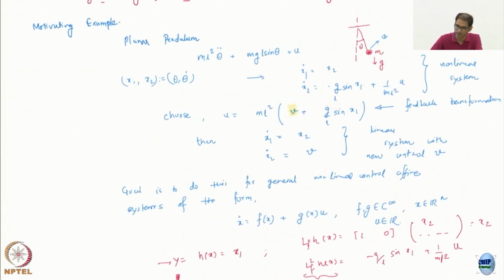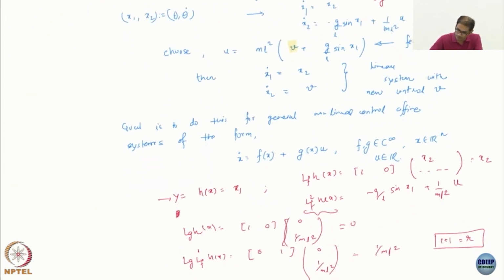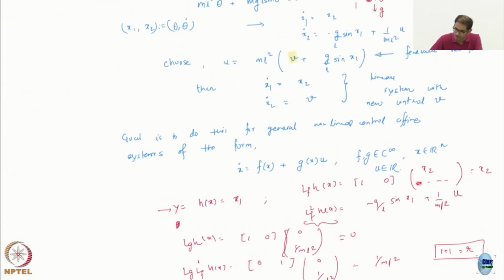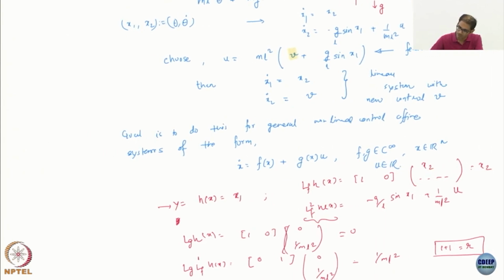F is the drift vector field, this guy. The one without the control is f, the one with the control is g. So I just multiplied it with x2, and this, minus g over L sin x1, will be here, and the product is just x2. Is that clear? This has to make sense to you. This is very simple. If it does not make sense, you will have trouble later. Alright, great.